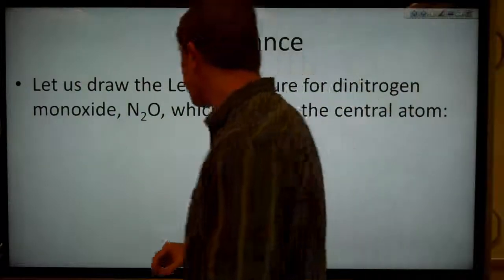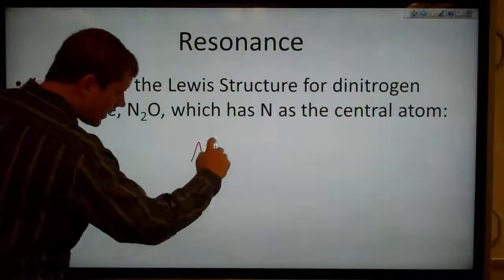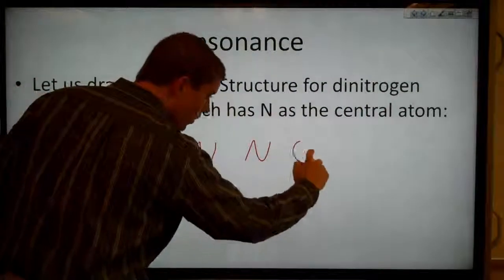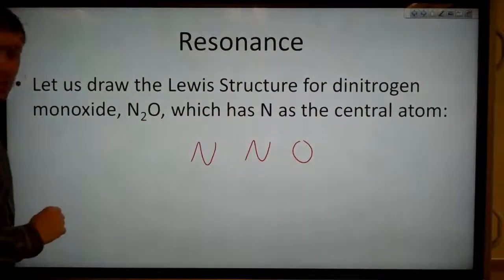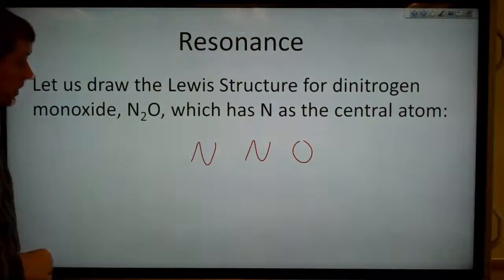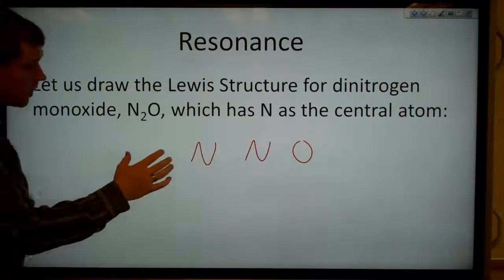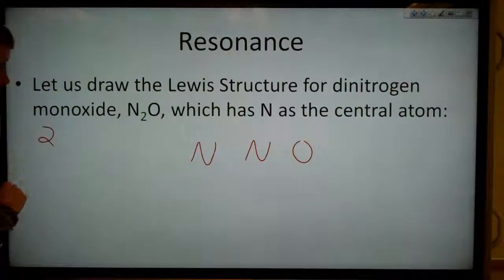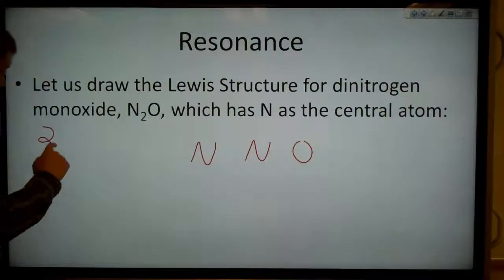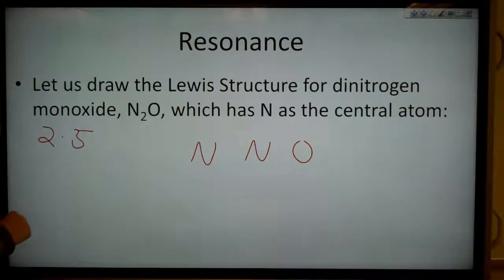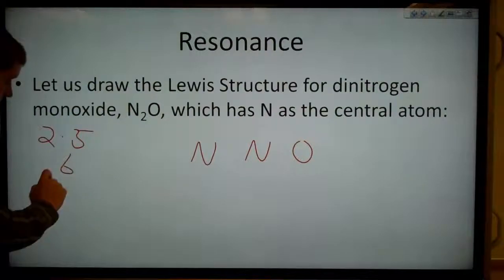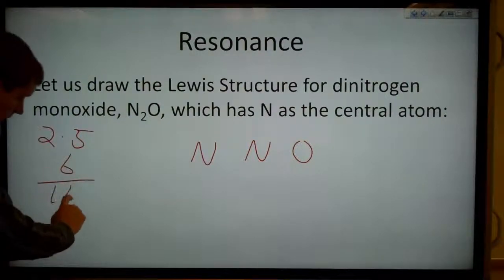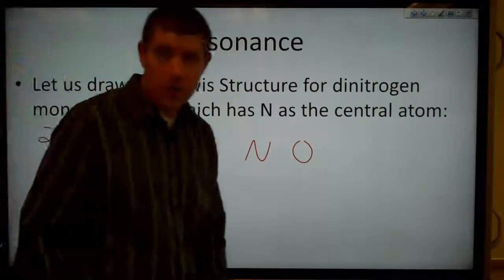So now let's draw the Lewis structure for dinitrogen monoxide, which has nitrogen as the central atom. So we're going to have something like NNO. This is one of the cases where nitrogen is in the center, not the oxygen. So let's see, we have 2 nitrogen atoms. Each nitrogen atom starts with 5 valence electrons. And we have oxygen, which starts with 6. So we need 16 valence electrons in there.